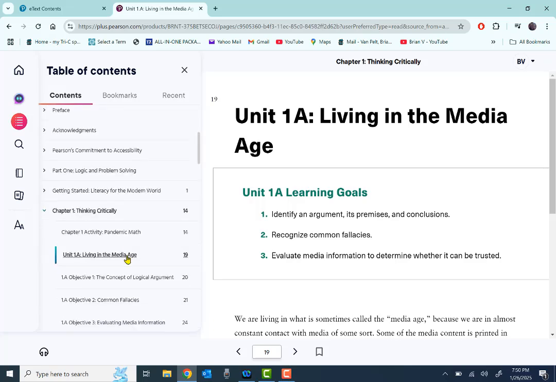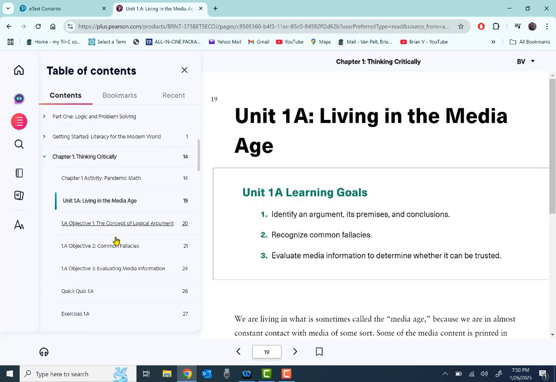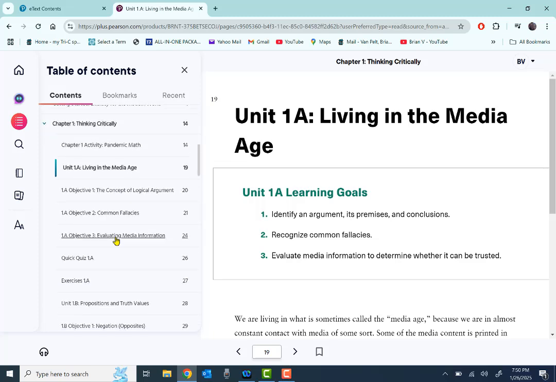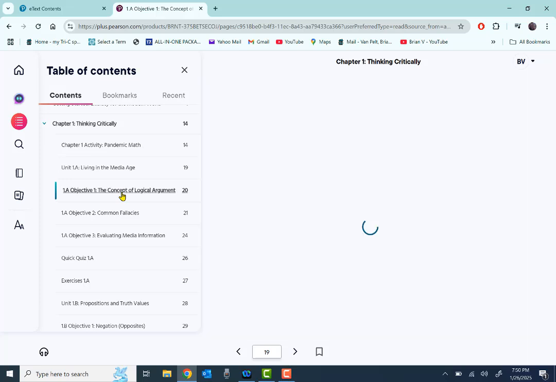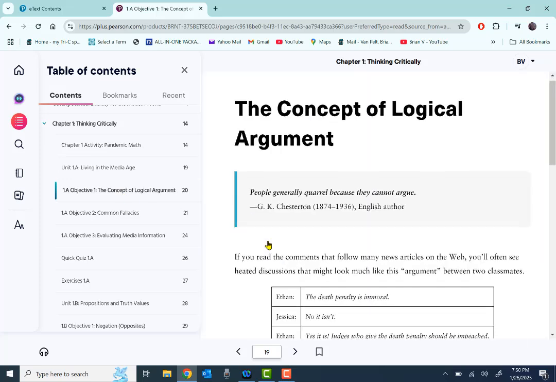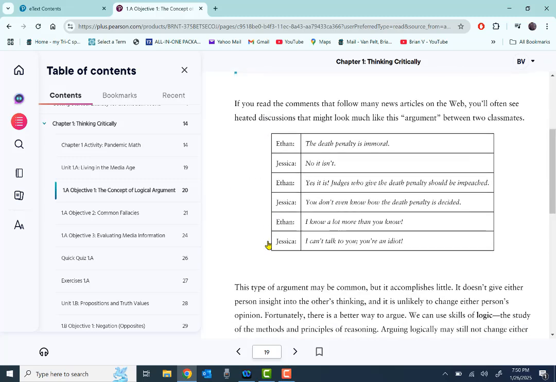So let me go over here to these lines and get the table of contents. There's a lot of stuff before you actually get to the material here. So these are the three topics here: the concept of a logical argument. Let me click on that one. This is a good example to start things.